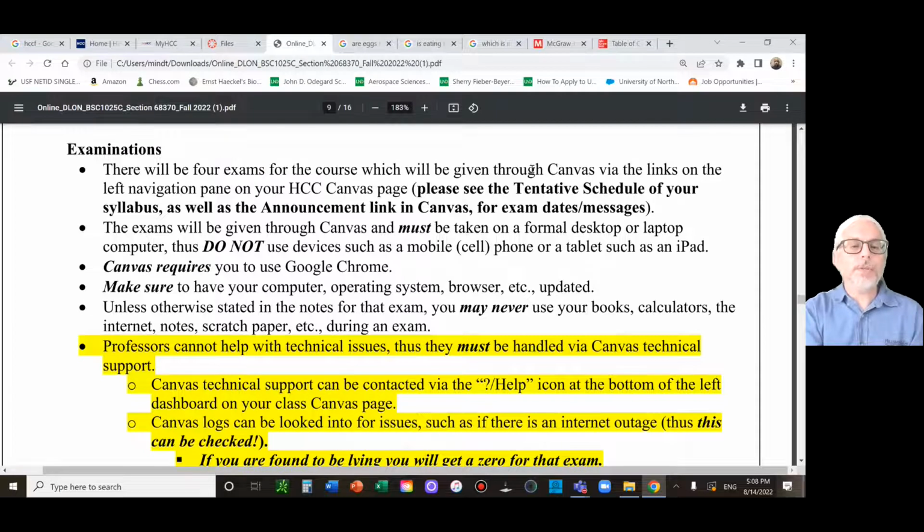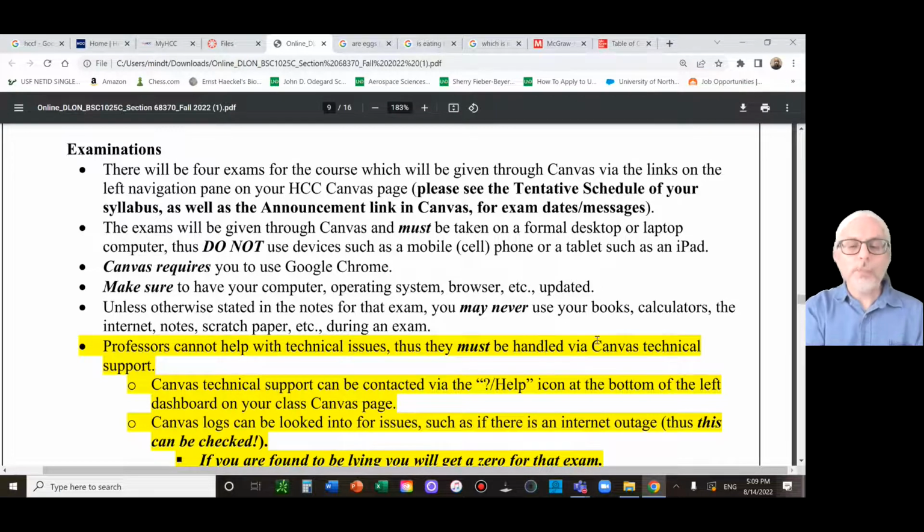They're going to be given through Canvas. When you do that, Canvas is really specific. You must take it on a desktop or a laptop. You can't do it on your phone. You can't do it on an iPad or any slate, nothing like that. You must do it in Google Chrome. This is from their tech system. This has nothing to do with me or HEC. It's what Canvas wants. Make sure your computer, operating system, browser, everything is updated.